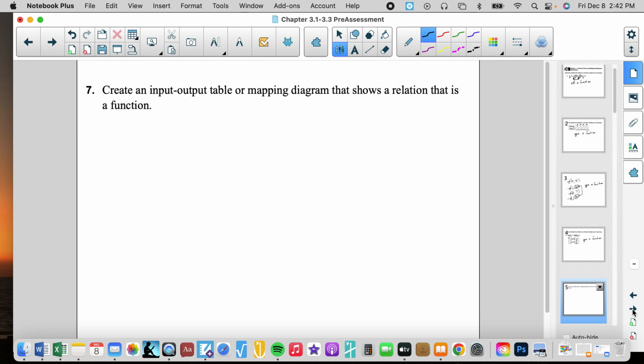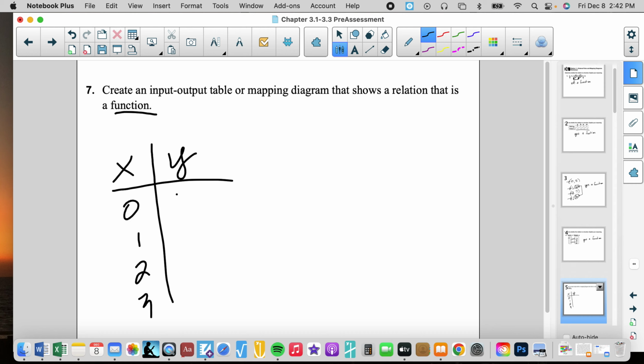Create an input-output table or mapping diagram that shows a relation that is a function. So we can do x, y, I can do numbers, and I can do 5, 6, 7, 8, and this is a function. My x values do not repeat, so I do not have an input that has 2 different outputs.